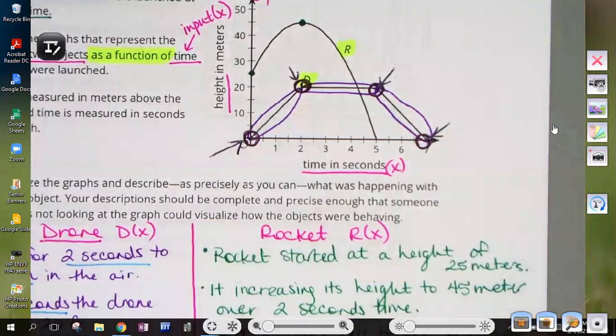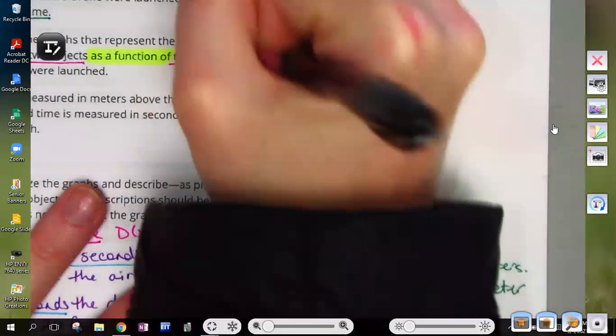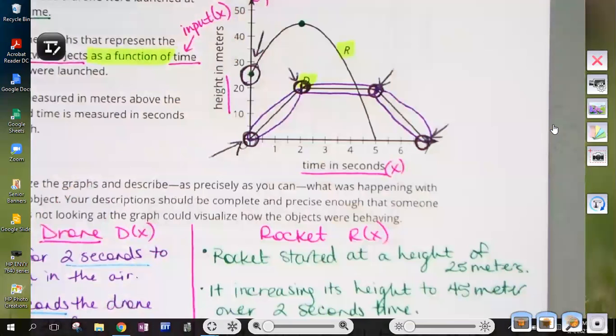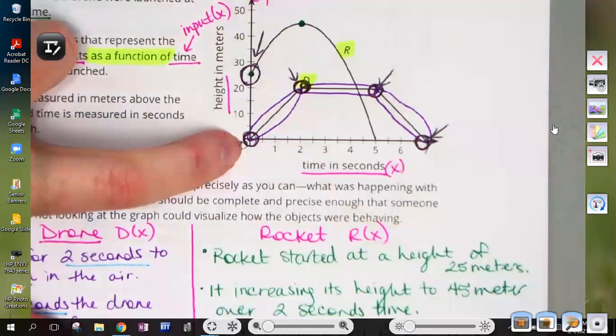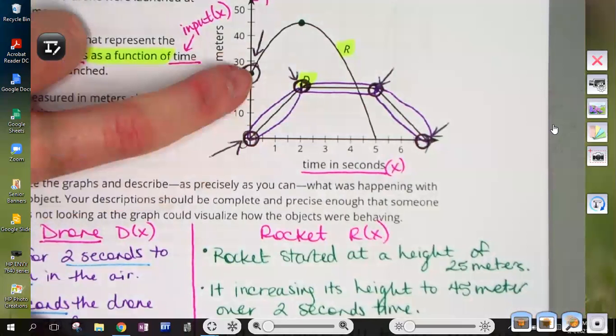All right, let's look at the rocket. Okay, someone tell me an important part of the rocket. The starting point. Do I have another? I'll just do it. It started at 25 meters. What do we know this point as? It's the same as this one. We've talked about it before when we're graphing equations. The y-intercept. Those are both of their starting points.